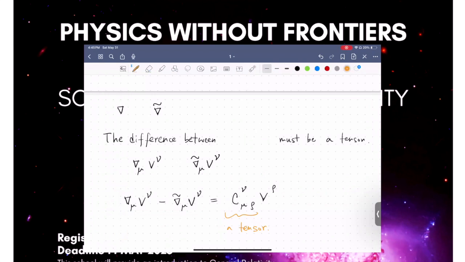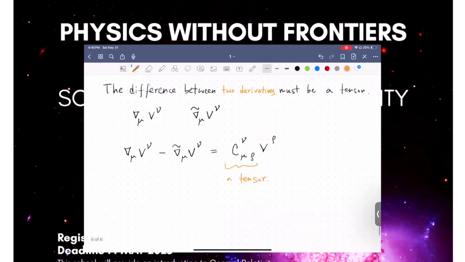So let me write two derivatives. Okay. So the proof of this, probably I will not have time to show you. So you can find it in Wald, section 3.1.